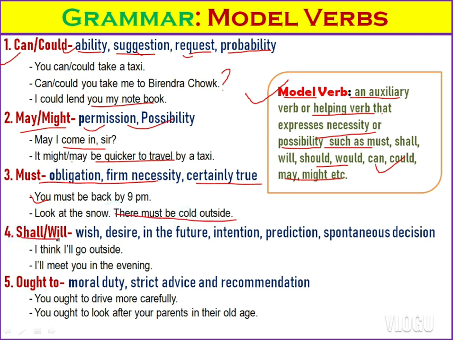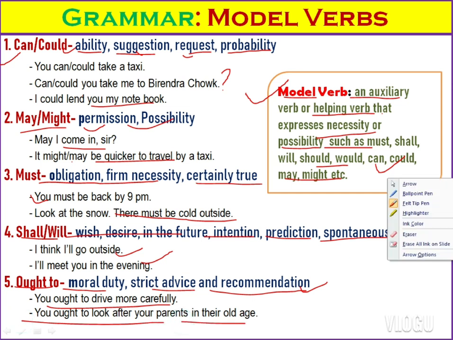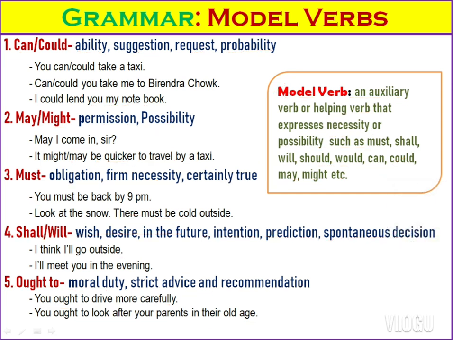Shall and will: wish, desire, in future, intentions, predictions भनेको भविष्यवाणी, spontaneous decisions तत्कालै लिएको निर्णयमा पनि युज गरिन्छ. I think I will go outside. I will meet you in the evening. Ought to भनेको moral duty, strict advice or recommendation भनेको सल्लाह सुझाव अथवा सिफारिस. You ought to drive more carefully. You ought to look after your parents in their old age. So these are the modal verbs, and some others are still remaining. So we'll see them.